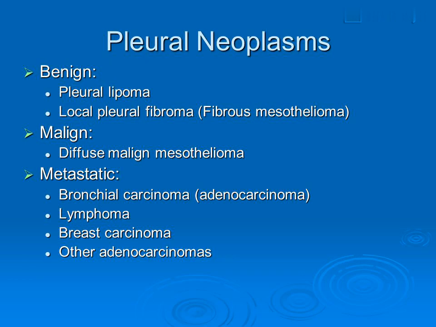Pleural neoplasms: benign, malignant, metastatic. Pleural lipoma, local pleural fibroma, fibrous mesothelioma. Malignant: diffuse malignant mesothelioma. Metastatic: bronchial carcinoma, adenocarcinoma, lymphoma, breast carcinoma, other adenocarcinomas. The origin of fibrous mesothelioma is submesothelial mesenchymal cells, not mesothelial cells.